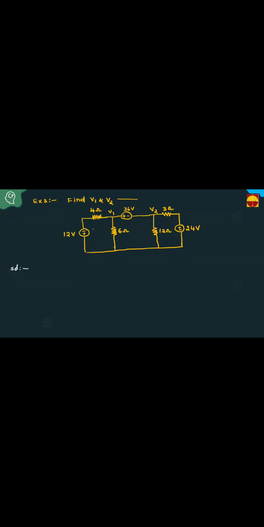Apply nodal analysis by combining V1 and V2. This is V1, but it is a minus plus. Please see the polarity. If it is a plus minus, it is V1 minus 12. It is a minus plus, so it is minus 12 by 4 plus V1 by 6 plus V2 by 12 plus V2 minus 24, because this is plus minus polarity, V2 minus 24 by 3 equal to 0. Correct? Now we have to simplify this. That is V1 plus 12 by 4 plus V1 by 6, V2 by 12, plus V2 minus 24 by 3 is equal to 0.